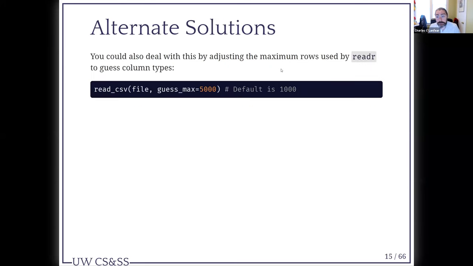Okay. Another solution you can do is you could just increase the number of rows readr looks at before guessing column types. You could say read CSV, the file, and just increase the max it checks for up to the maximum length of the file, and then it will just look at everything. And it's another solution you could do.